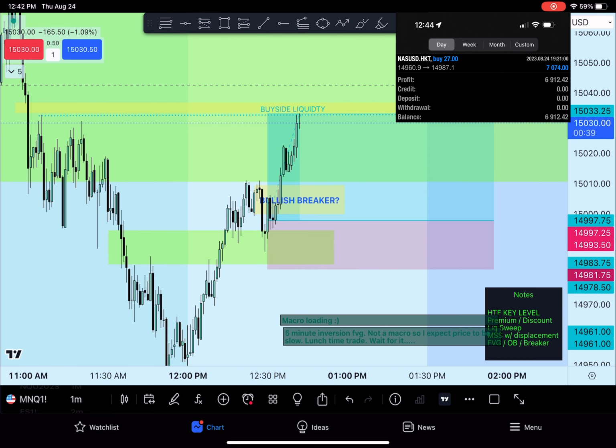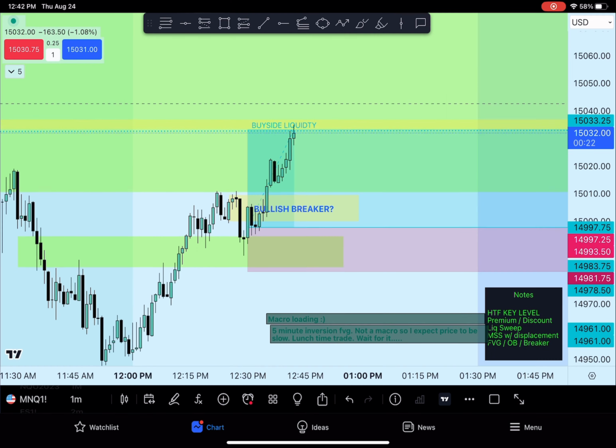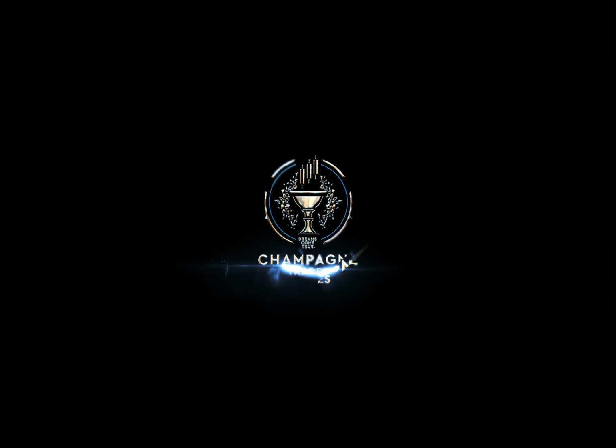That's how you use an inversion fair value gap. That's how you bring multiple confluences together. If you want to take a high probability scalp, that's how you do it.